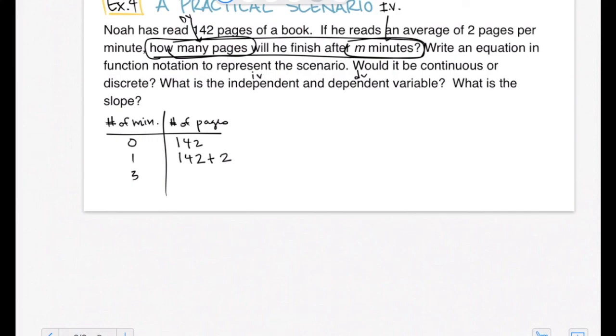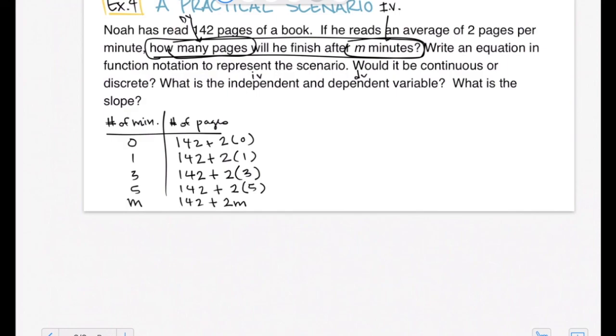What if he reads 3 minutes? So hopefully you're thinking that you need to do 142 plus 6 pages, because it's 2 pages per minute times 3 minutes. Well, what if he's read 5 minutes? 142 pages to start with, and then 2 pages times 5 minutes. And remember, we can back up here and say 2 times 1. Here we can say 2 times 0. And hopefully at this point, if we don't know the minutes, which we need to represent not with an x but an m, then it's going to be 142 plus 2 times m.